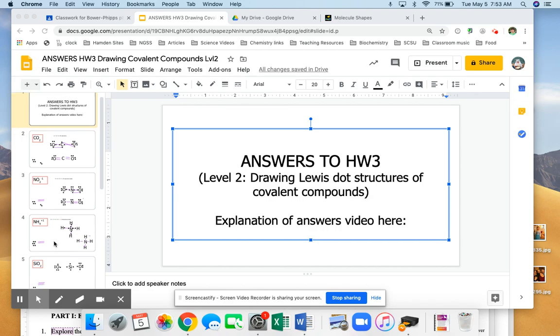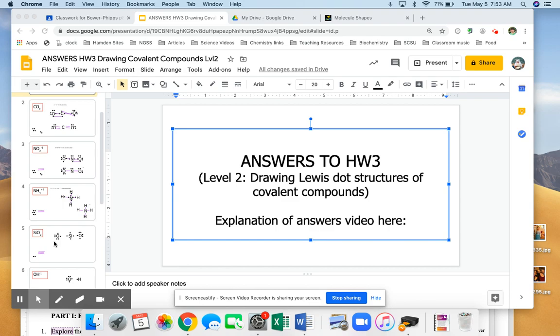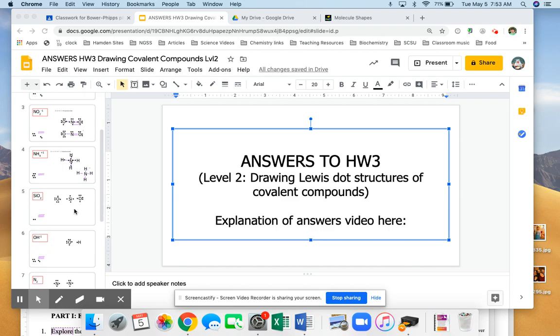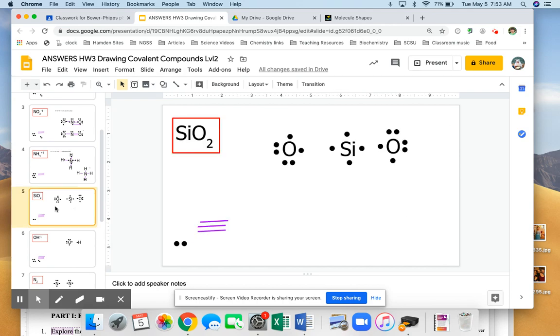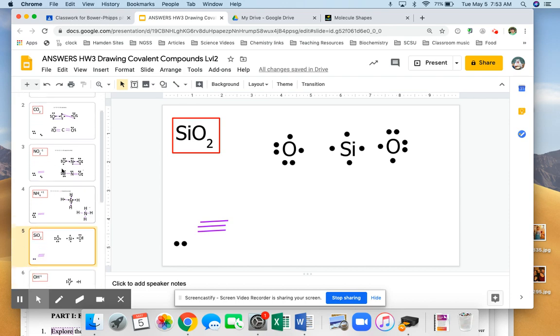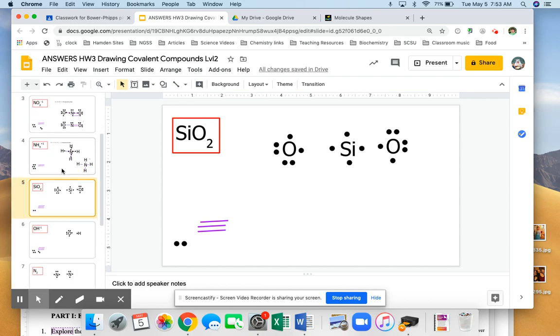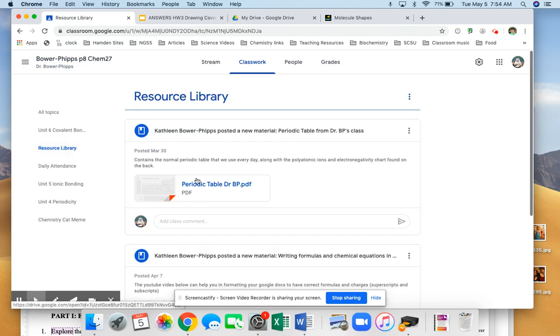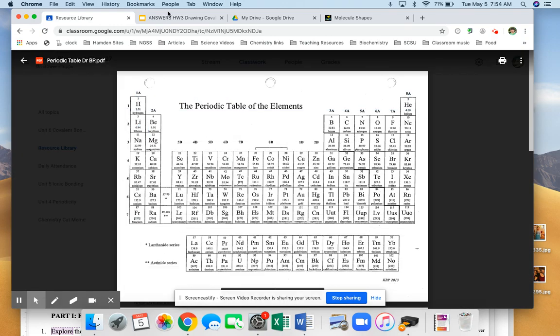Hello, chemistry students. This is Doc BP here to explain how to do homework number 3, where we were drawing Lewis dot structures of covalent compounds. These ones were level 2. It was a little bit trickier to do these, so let's walk through these together. Slides 1, 2 through 4 were the examples that I did before, so I'm going to start with slide number 5. Remember, we're going to need our periodic table handy. So here's my periodic table handy.